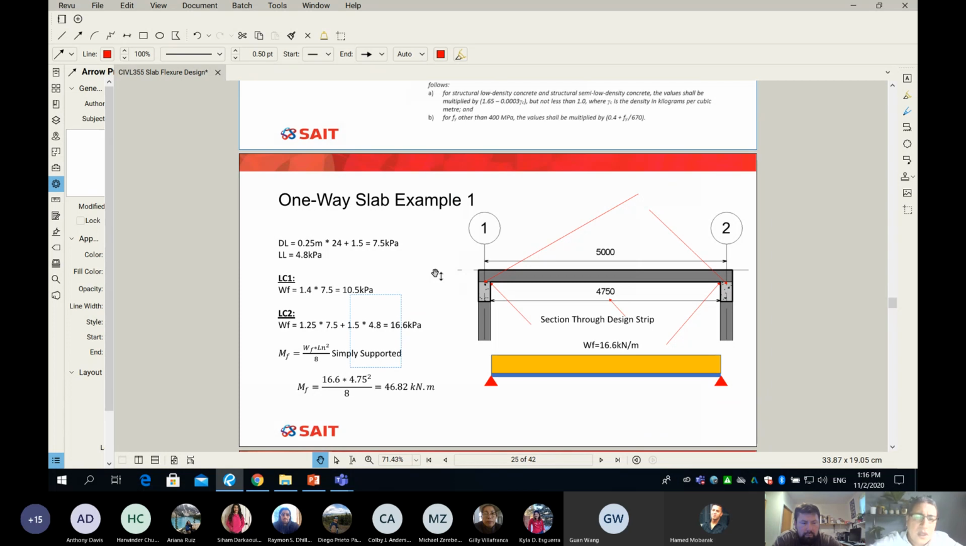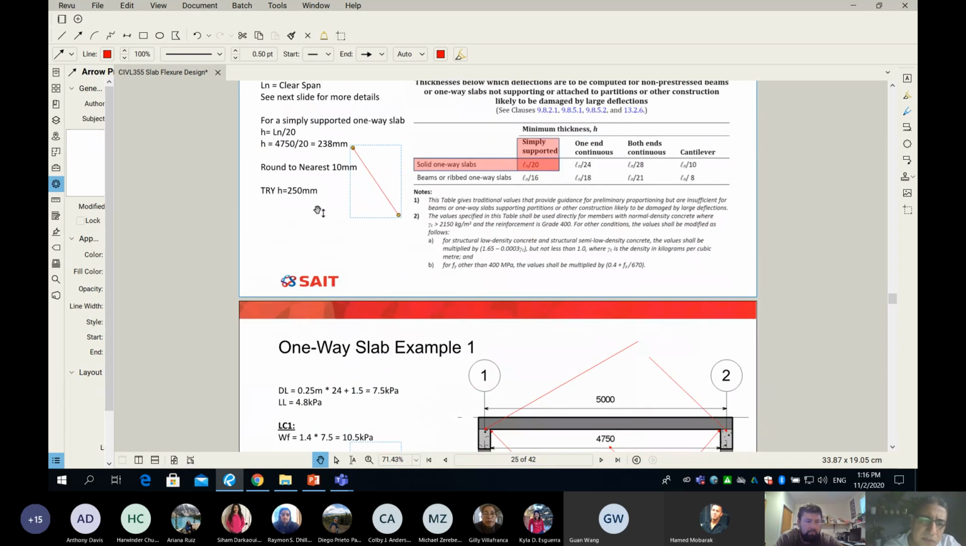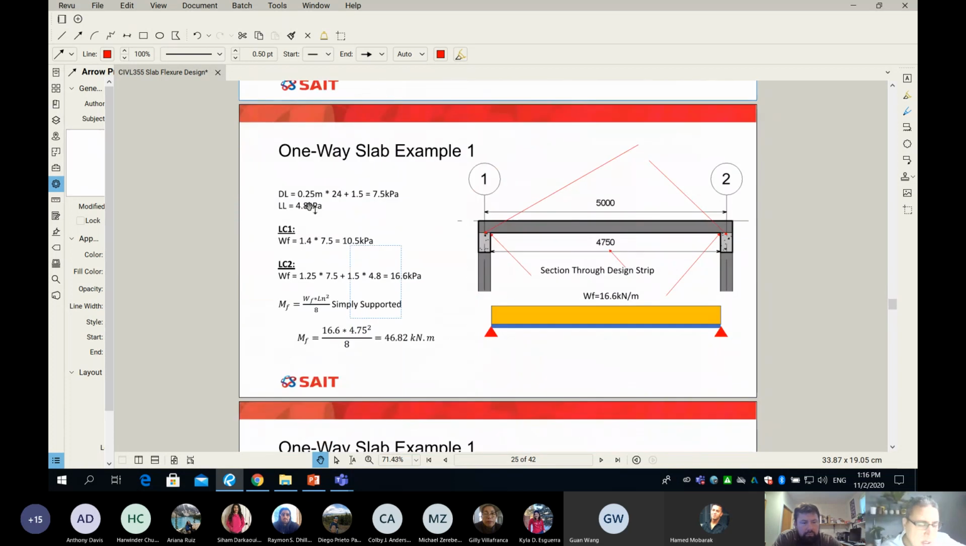Now, how do we find the weights on the slab? You can see here, it is 0.25. The slab thickness was 250, that's millimeters. But when I use it here, I have to turn it into meters. Why meters? Because this number is in kilonewton per cubic meter. So everything has to be in meters. And this is your SDL.